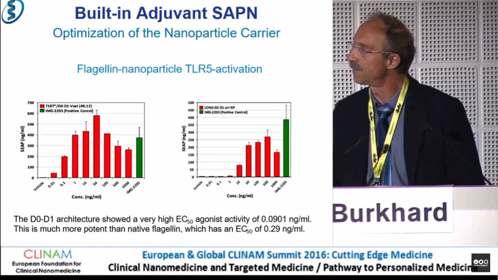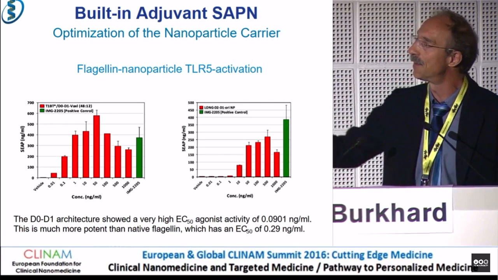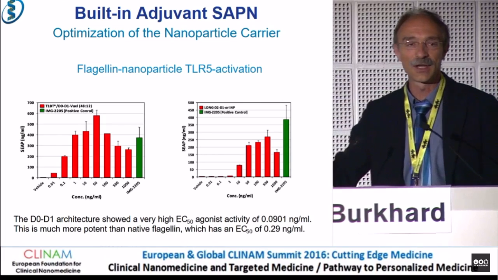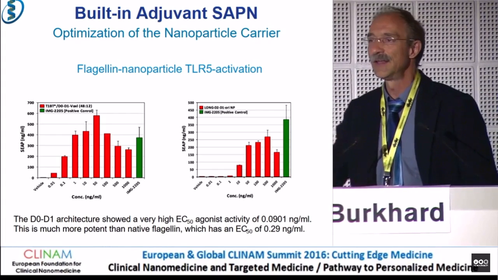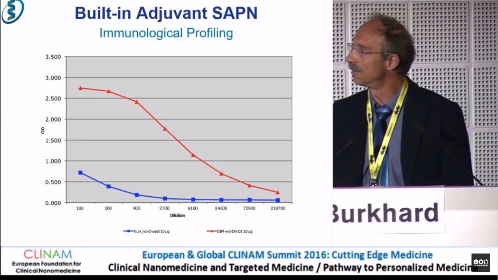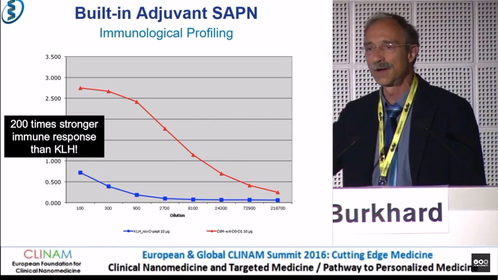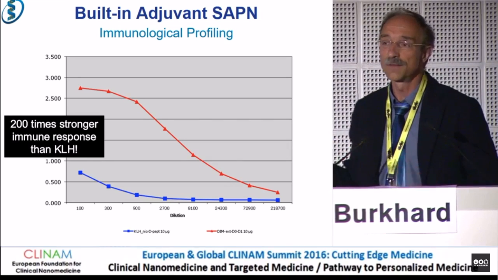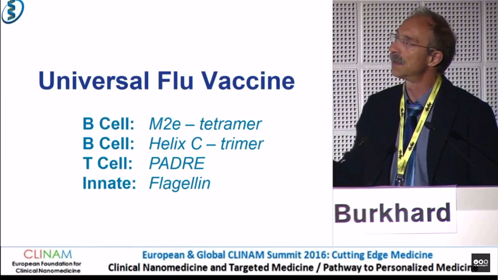It forms beautiful particles. It stimulates the TLR5 receptor quite a bit, actually even stronger than a native flagellin itself. So when you engineer flagellin onto our nanoparticles, flagellin is even more potent than in its native form. This is the improvement that we get. We get a 200 times stronger immune response from our particles than from KLH, and KLH is one of the standard vaccine carriers that is being used currently.